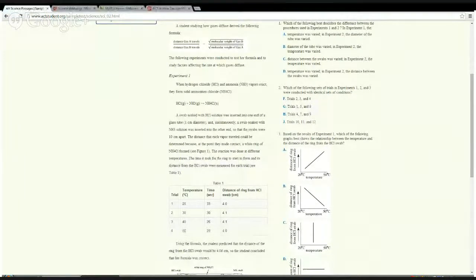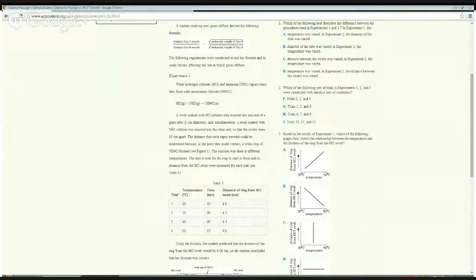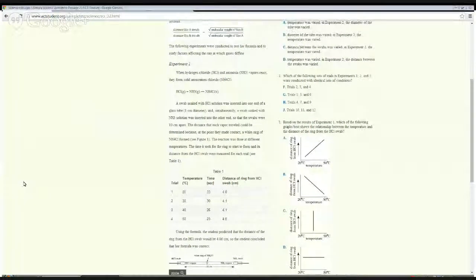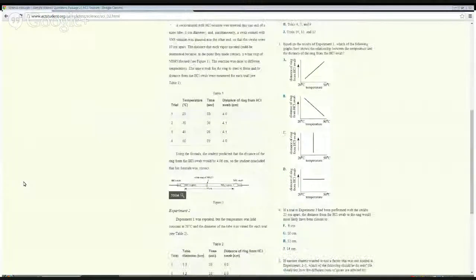Question 1 says, which of the following best describes the difference between the procedures used in experiments 1 and 2? Okay, so they're asking us to look at the first 2 experiments. What's different? I said there will be at least one difference between them. The answer is A: in experiment 1, the temperature was varied. In experiment 2, the diameter of the tube was varied.